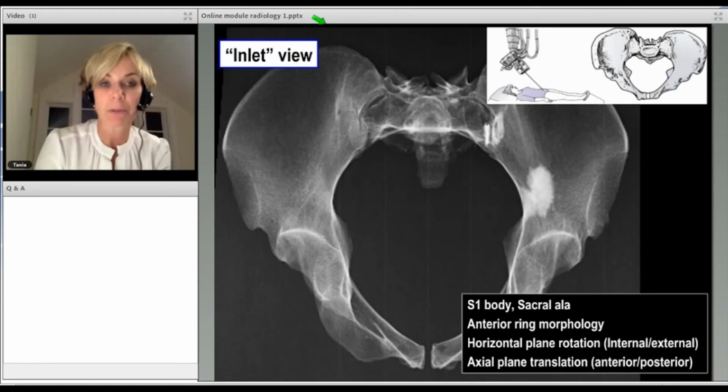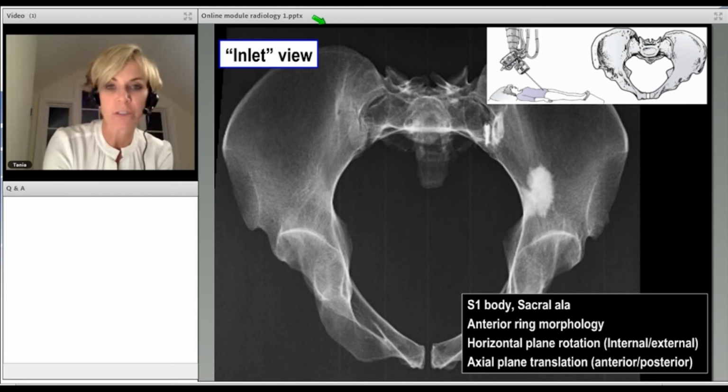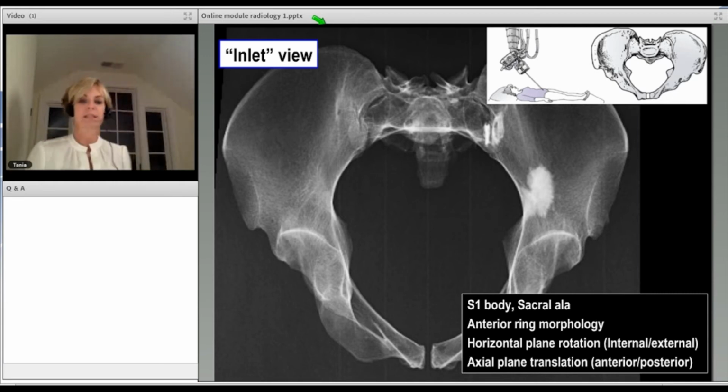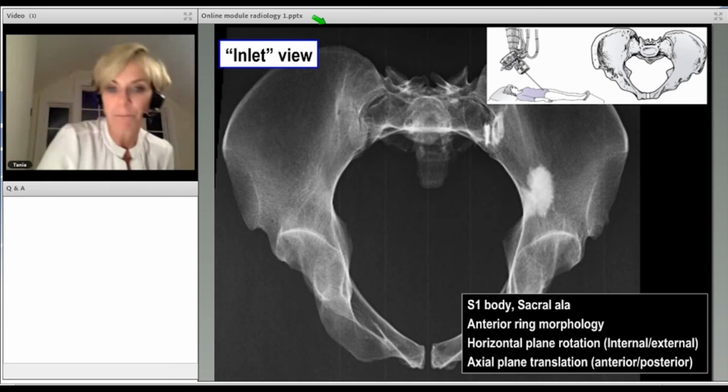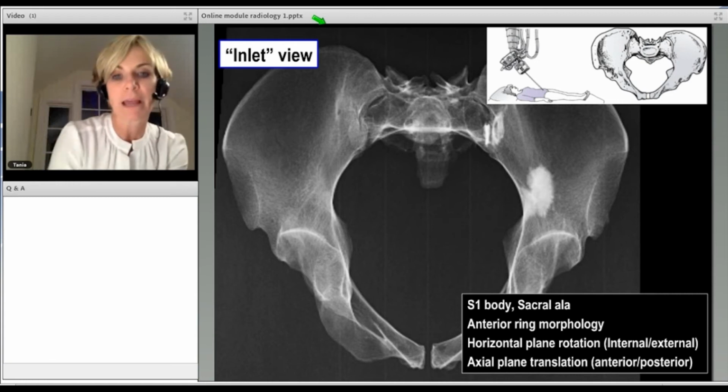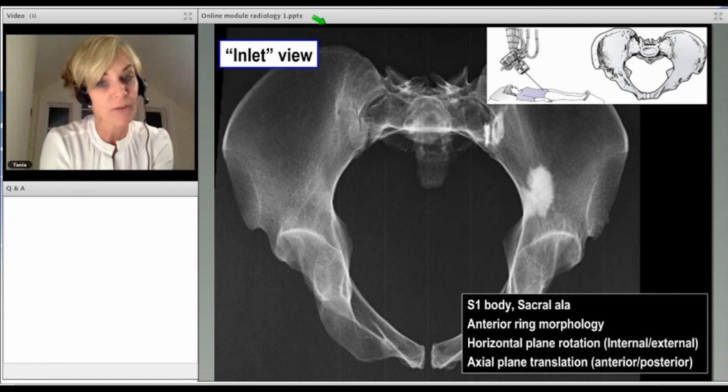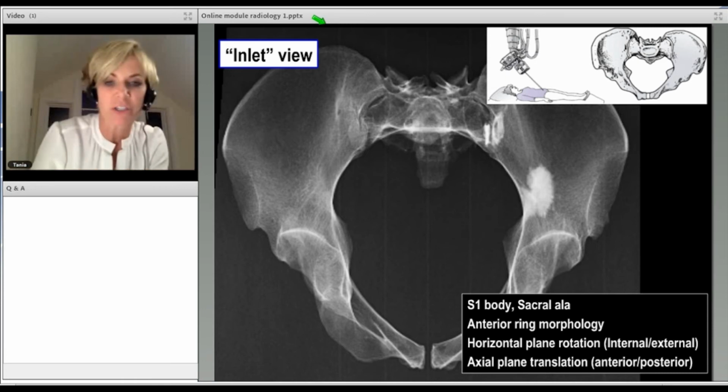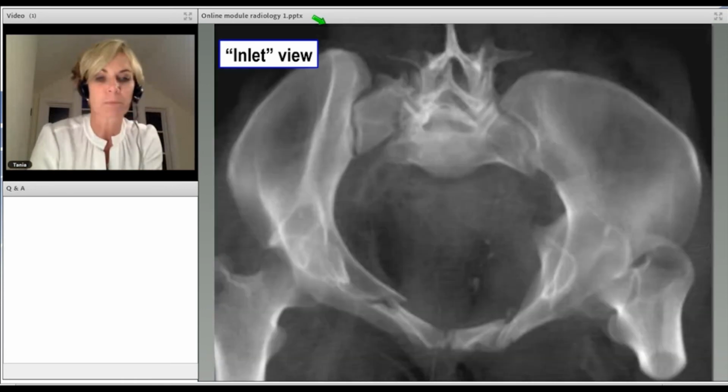We always supplement with an inlet view. The inlet view is oriented towards the patient's feet, looking right down the quote-unquote inlet of the pelvis. This is said to best demonstrate the SI, the sacral ala, the S1 body, the anterior ring morphology, and then horizontal plane rotation or internal-external rotation deformities, as well as axial plane translation.